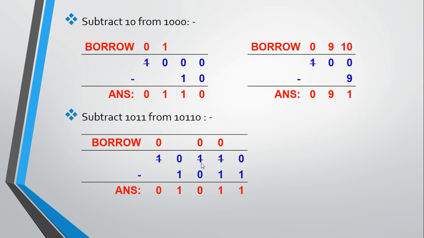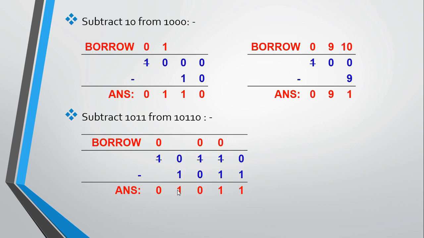Now 10110 minus 1011: in this situation 0 minus 1 will return 1 in the subtraction area and you need to borrow 1. So it becomes 0. 0 minus 1 will again return 1 and cut from the previous value. 0 minus 0 will return 0. 0 minus 1, you need to cut value from the previous value and place 1.